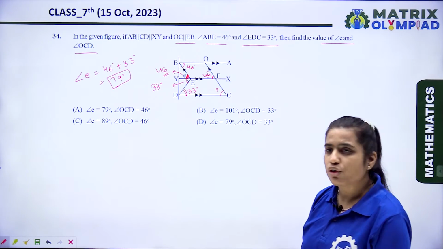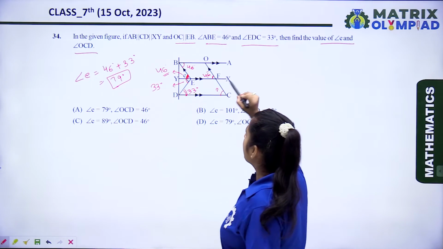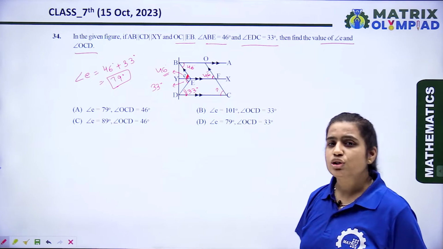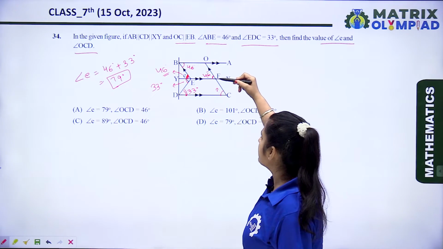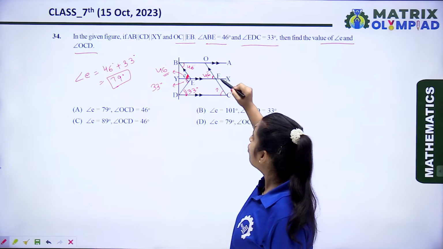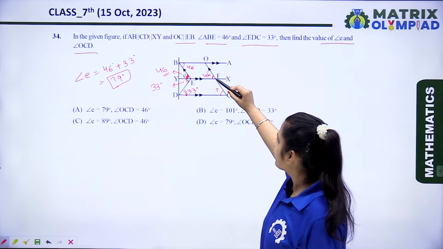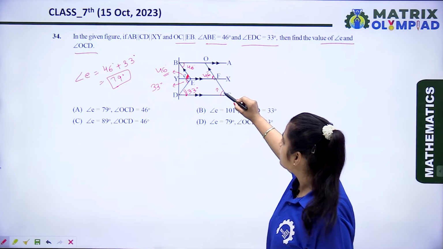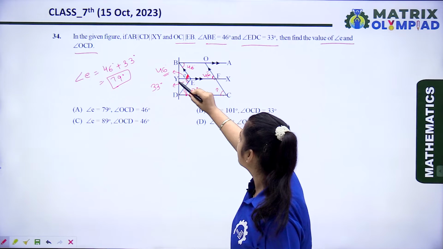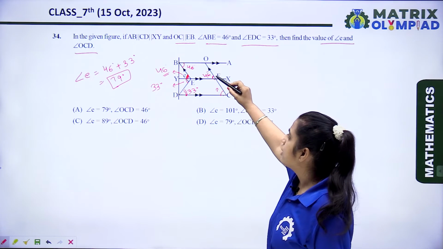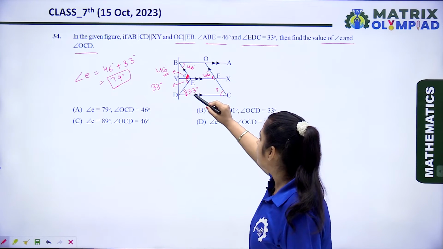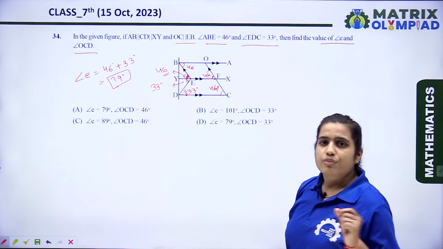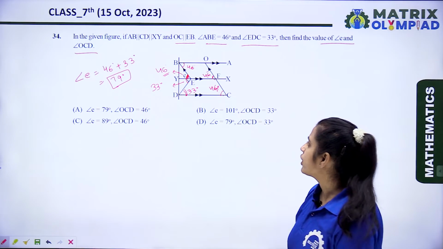क्योंकि ये दोनों angles क्या हैं? Corresponding angles हैं. Now if we see YX and DC, these two lines are also parallel to each other and here the transversal line is FC. Angle OFY is equal to angle FCD because these two angles are also corresponding angles. So here if angle OFY is 46 degree, then angle FCD also becomes 46 degree. Because both angles are corresponding to each other.